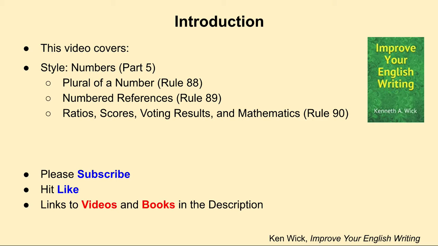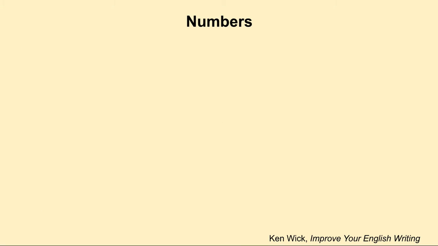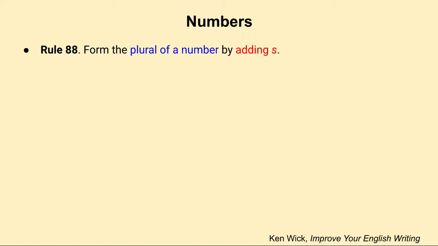So let's get on to rule number 88. Rule 88 says, form the plural of a number by adding s. That's it. Quite simple. How do you form the plural of a number? Well, you just add s.